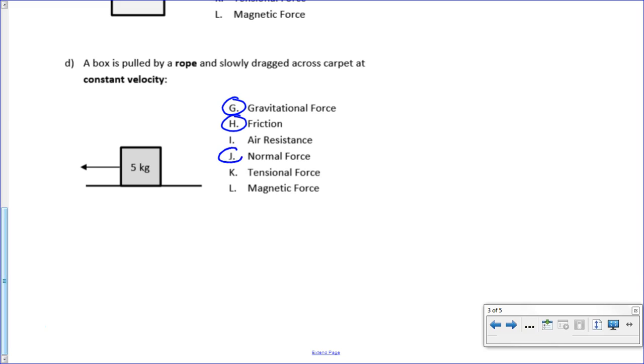Normal force, we do have surfaces pushing off of each other. The carpet is pushing off of the box. There's a tension force because there is a rope or rope-like object. It says it's being pulled by a rope. So all of those are there. There's no magnets, so there's no magnetic force.